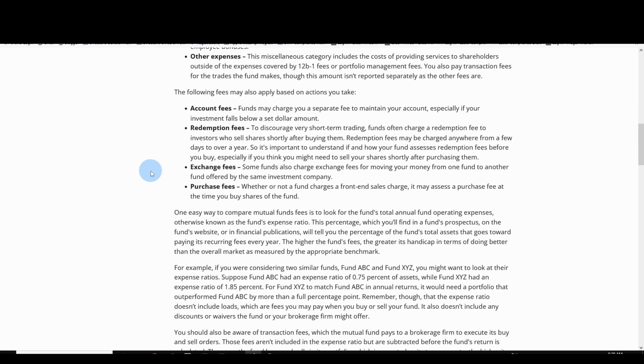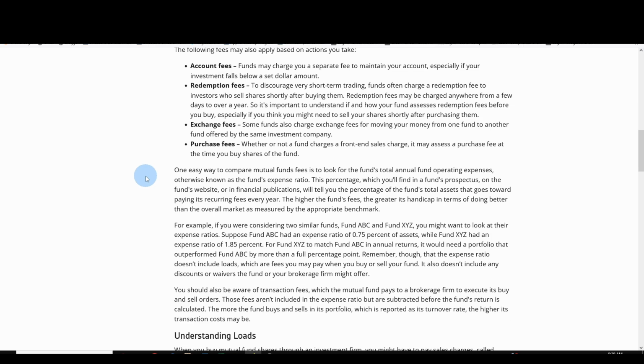Exchange fees: some funds also charge exchange fees for moving your money from one fund to another fund offered by the same investment company. Purchase fees: whether or not a fund charges a front-end sales charge, it may assess a purchase fee at the time you buy shares of the fund.